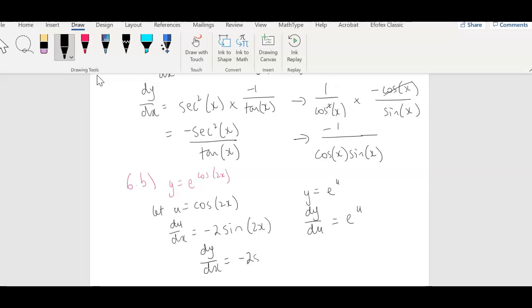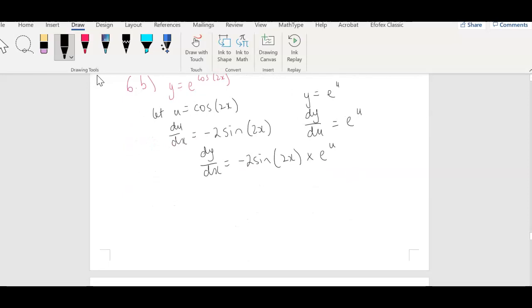All right, so we've got negative 2 sine 2x times e to the power of u. All right, it's very hard when you get distracted. All right, e to the power of u, what is that, cos 2x?